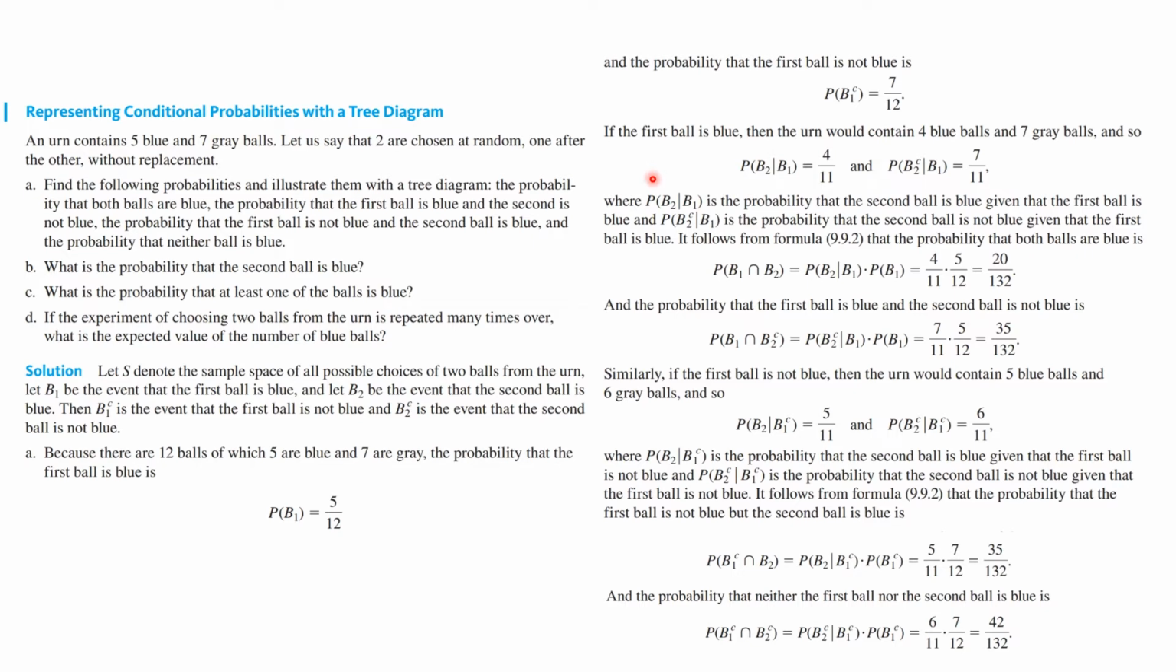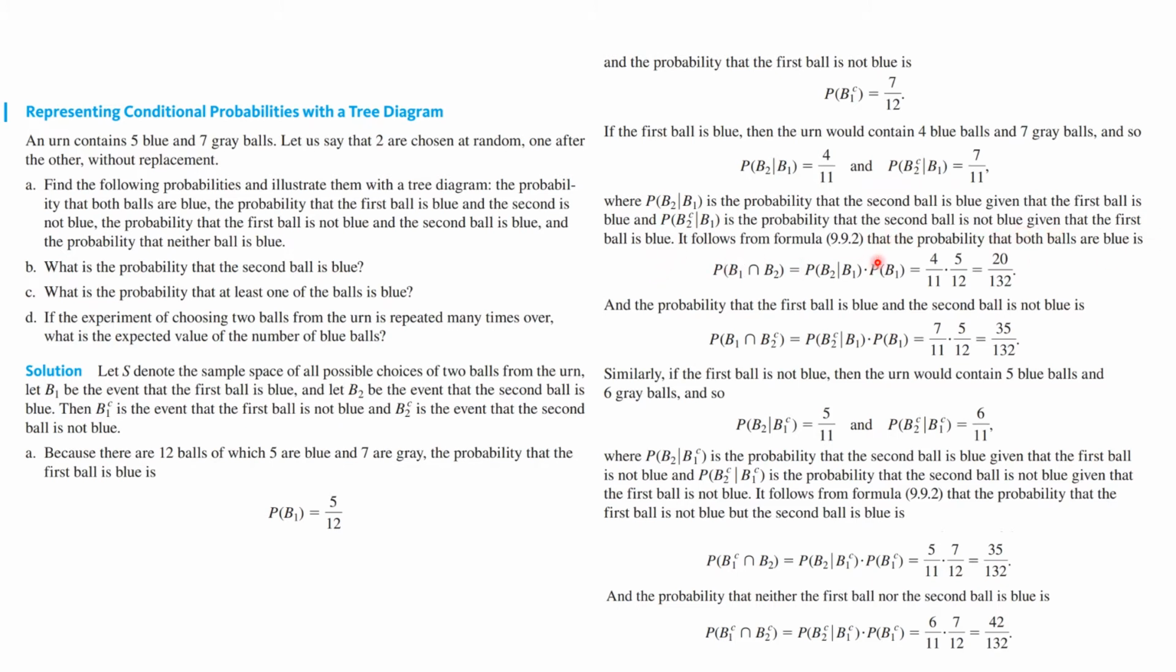Now, if the first ball is blue, then the urn would contain 4 blue balls and 7 gray balls. So the probability of B2, given that B1 happened, is 4 out of 11. And the probability of B2 complement, given B1, is 7 out of 11. Think through these, make sure you understand all this. The probability of B2 given B1 is the probability that the second ball is blue given the first ball is blue, and the probability of B2 complement given B1 is the probability the second ball is not blue given the first ball is blue.